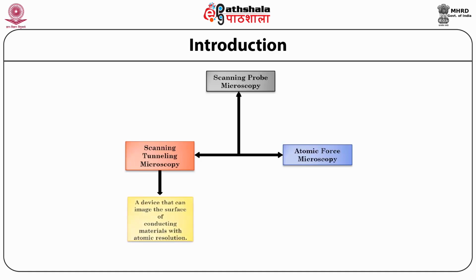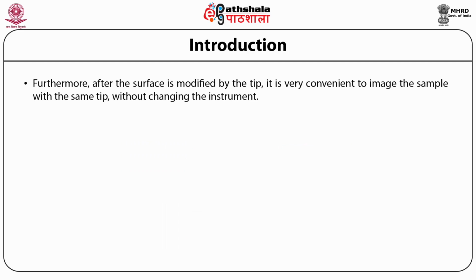And scanning tunneling microscopy is the device that can image the surface of conducting materials with atomic resolution. This is important for various reasons. Firstly, the STM has an atomically precise positioning system which allows very accurate atomic scale manipulation. Furthermore, after the surface is modified by the tip, it is very convenient to image the sample with the same tip without changing the instrument.